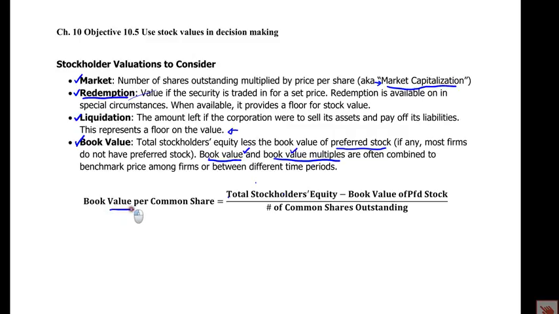And here's a little formula just for book value per common share, which would be total stockholders' equity less the book value preferred stock, and divided by the number of common shares outstanding. And why do you do this? Because most people don't buy the whole company. They'll just buy a set number of shares. So you want to understand the value of stock on a per share basis, which is typically how most analysis is done.